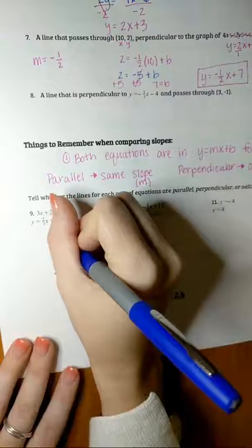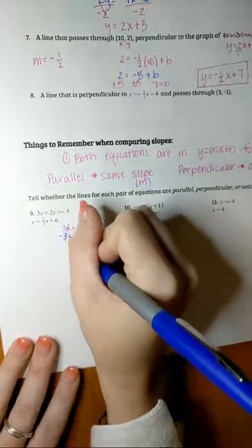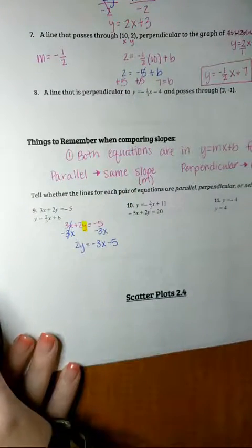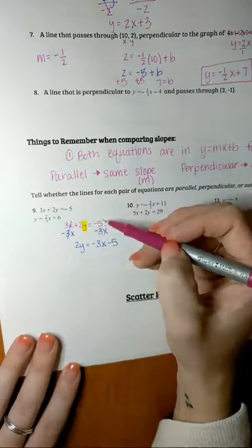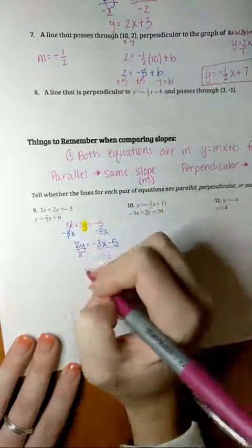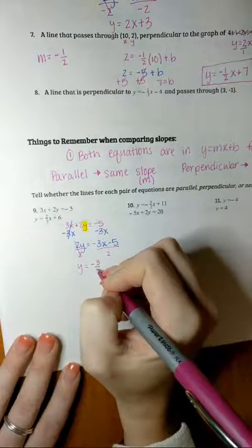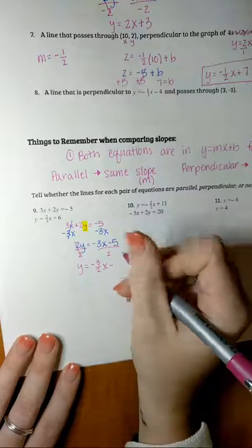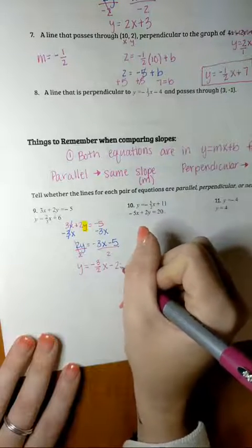So I'm going to start by subtracting 3x on both sides. So 2y equals negative 3x minus 5. And I can't combine those because we have an x and this one does not have an x. Divide by 2. So y equals negative 3 halves x minus 5 over 2 or 2.5.